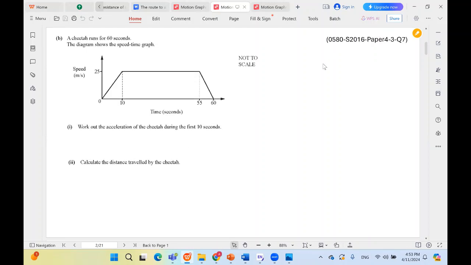The cheetah runs for 60 seconds. The diagram shows the speed time graph. Work out the acceleration of the cheetah during the first 10 seconds.